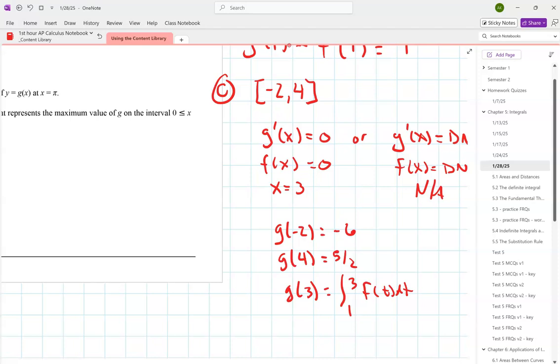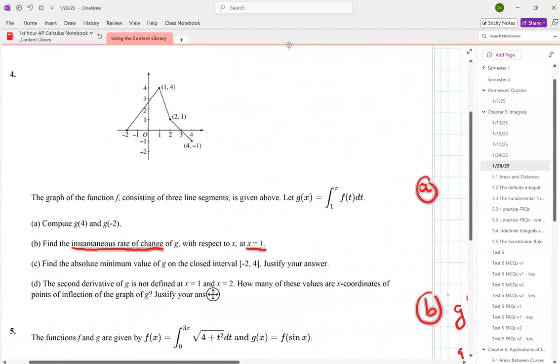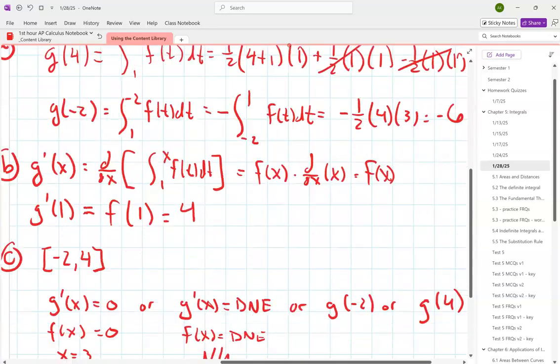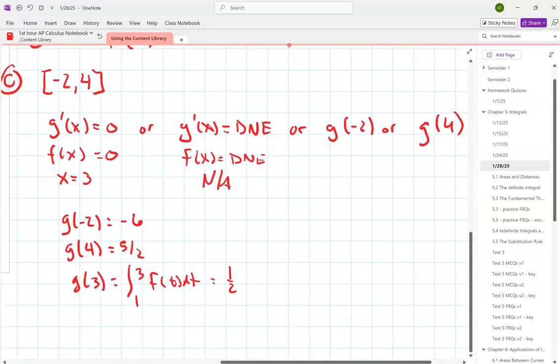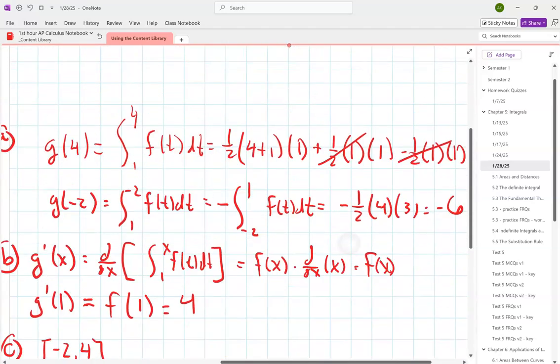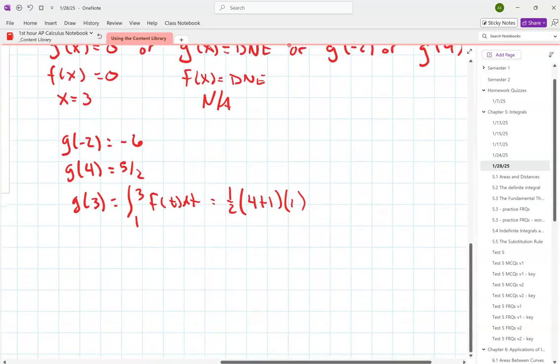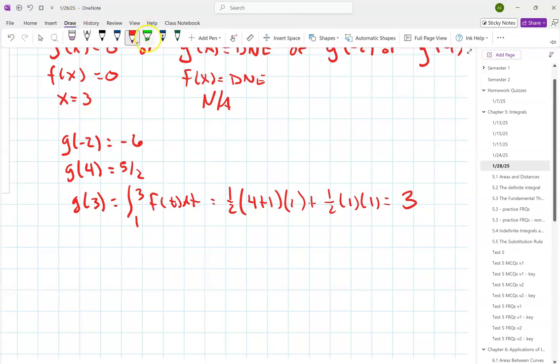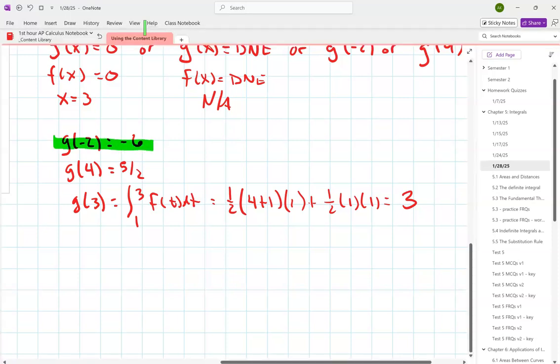So far, so good. So if I go back to my picture, from 1 to 3 is that region there. So that's going to be the area of that trapezoid, 1, and then that other little triangle. So that comes out to be 3. Of those, my absolute minimum has to be at -2, because that's the smallest value.